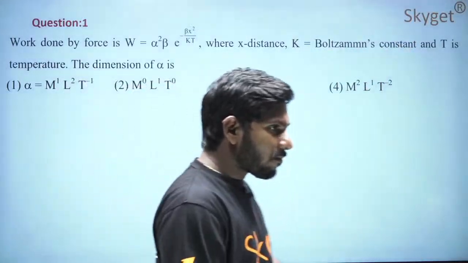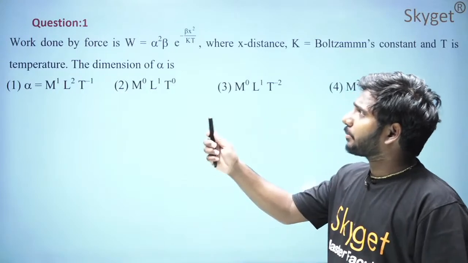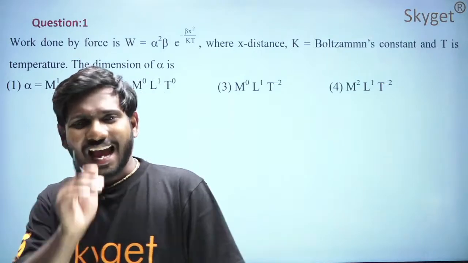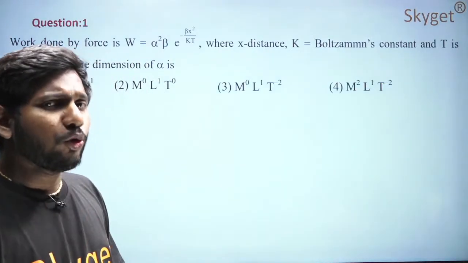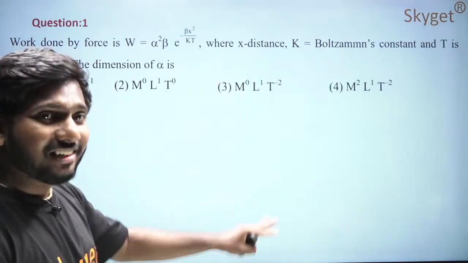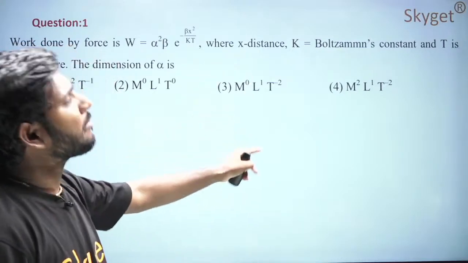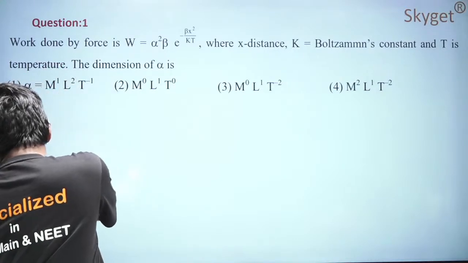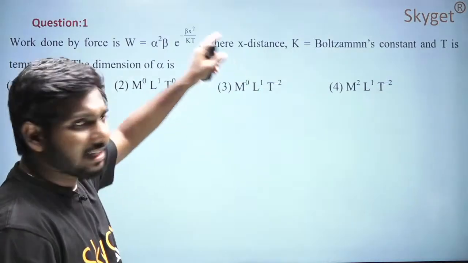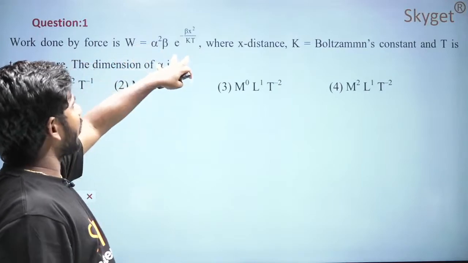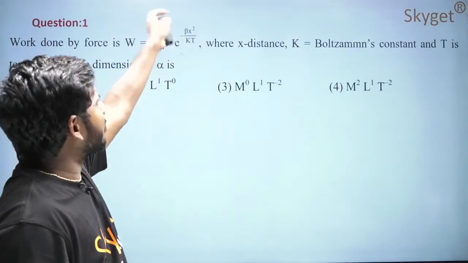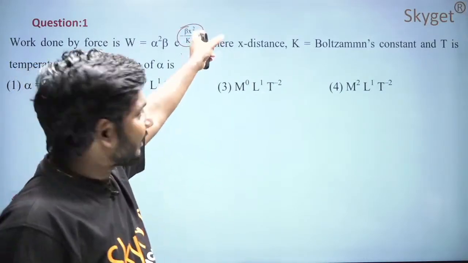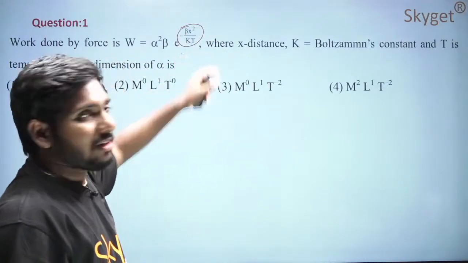Now this question is about work done by a force. Students, by seeing this question, have you remembered something? If you have written the JEE Mains exam, a similar question has been repeated in the previous shifts as well. So what is the concept here? Work done is equal to alpha square beta e power minus beta x square by kt, and now what are the dimensions of alpha?